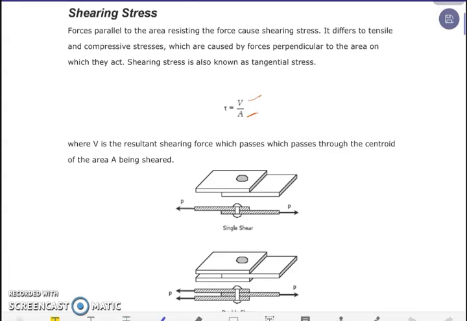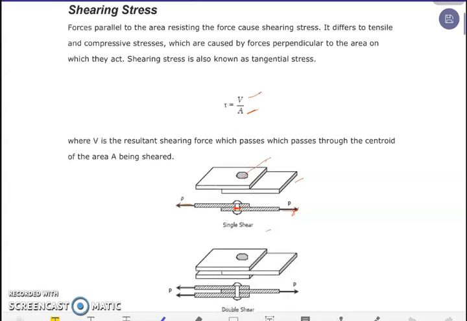For a shearing stress, if we apply a force on a certain plane, for example in this illustration, you have two planes attached by a bolt. If we apply a force on each end, on both ends of the plane, this portion will be sheared off. This illustration is what we call single shear.